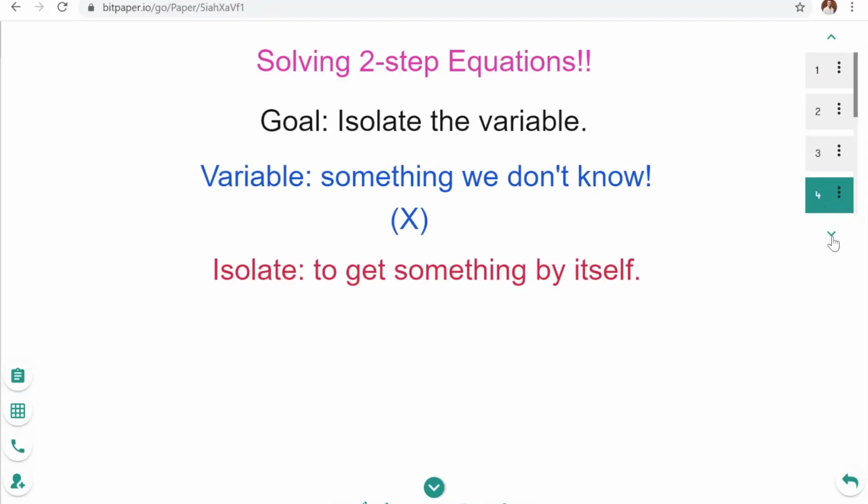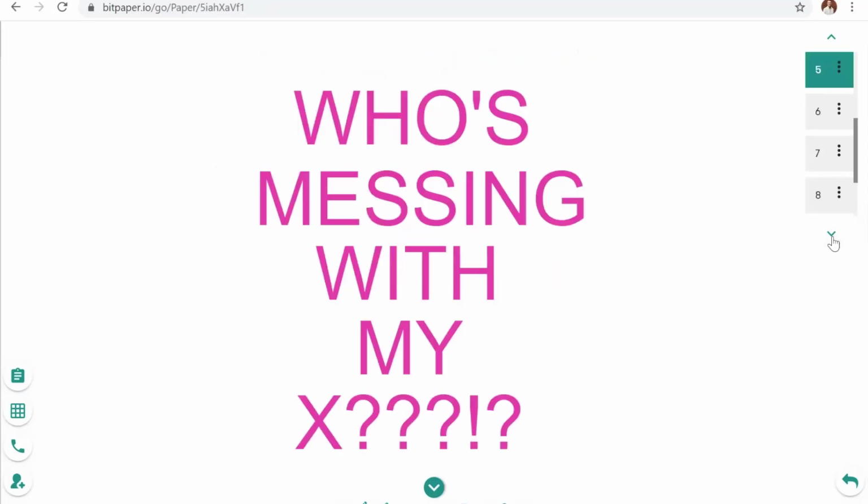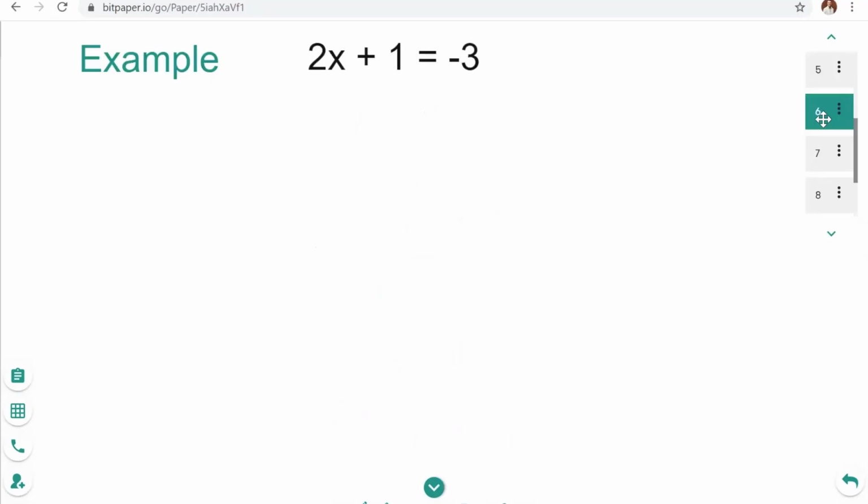Now, in order to isolate our variable, we need to ask the question, who's messing with my x? Here, we want to know if there are any numbers that are affecting our variable. Specifically, we look for things like addition, subtraction, multiplication, or division. Now, let's take a look at what we know so far using an example, and we'll use the example 2x plus 1 equals negative 3.